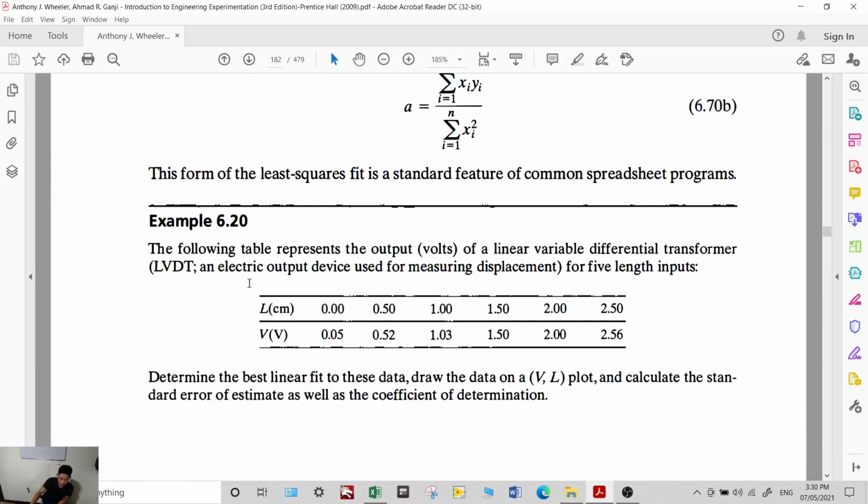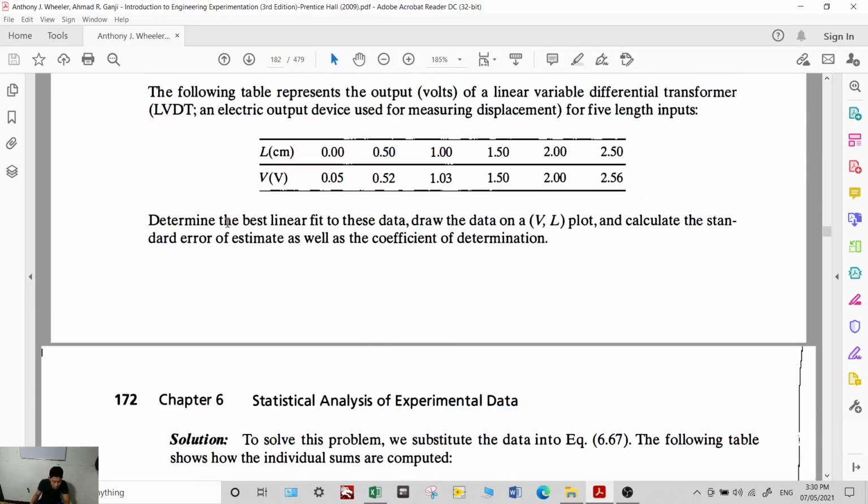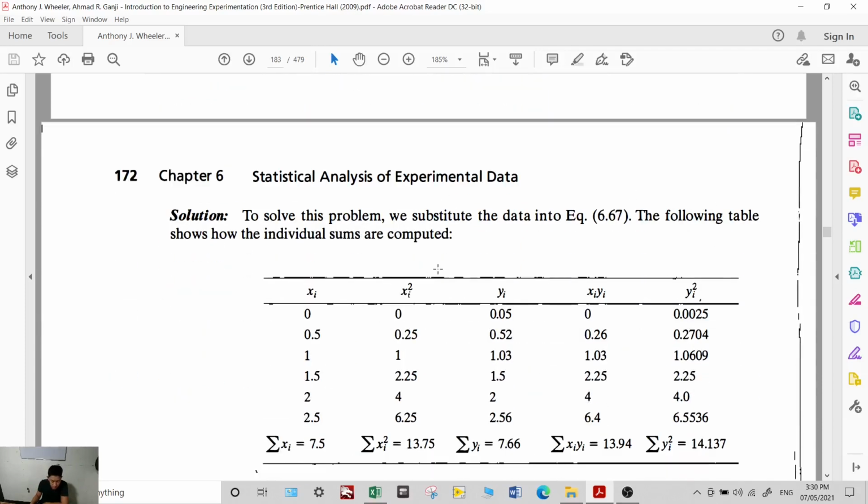Okay, say for example, the following table represents the output of a linear variable differential transformer, LVDT, an electric output device used for measuring displacement for 5 inputs. So, unom ka data. Kaning LVDT, pang measure ni siya og length. So, ang output nga makuha nimo ani is volts, and then say corresponding length. So, ang imong problem is determine the best linear fit to this data. Draw the data on a plot and calculate the standard error of estimate as well as coefficient of determination.